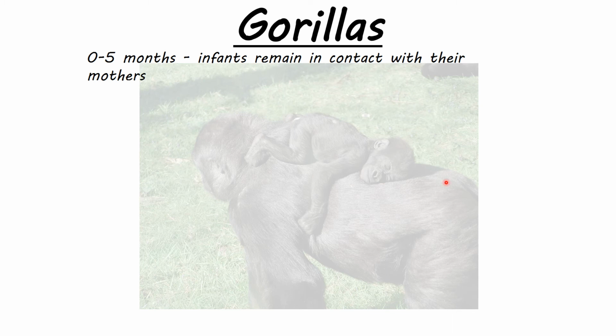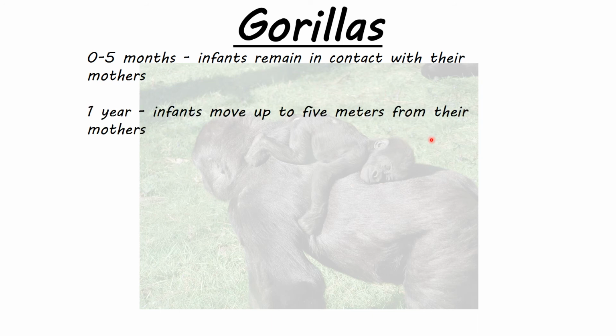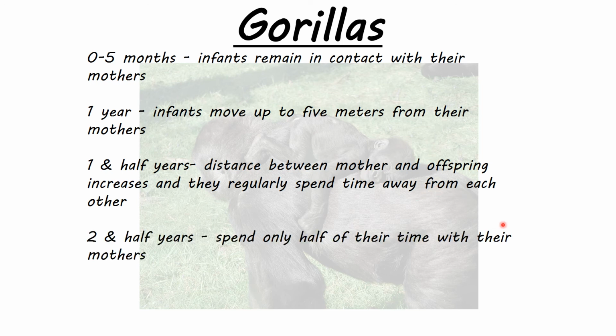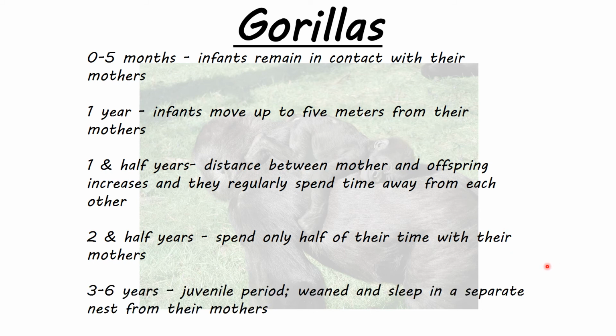And we talked about how similar we are genetically, so just to talk about some other similarities. From 0 to 5 months, infants remain in contact with their mothers. After 1 year, infants move up to 5 metres from their mothers. At 1.5 years, the distance between mother and offspring increases and they might start spending time away from each other. At 2.5 years they spend only half the time with their mothers, and 3 to 6 years is the juvenile period, weaned and sleeping in a separate nest from their mothers. Still, I suppose, thinking of a 2.5-year-old human spending half your time away from your mother would be significant, but there's a lot of similarities here, and with a lot of other animals.